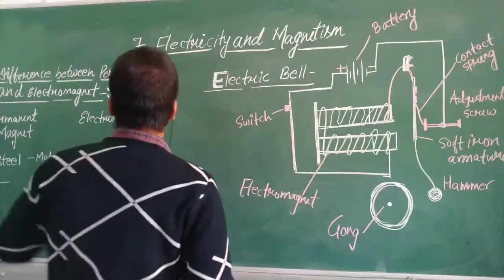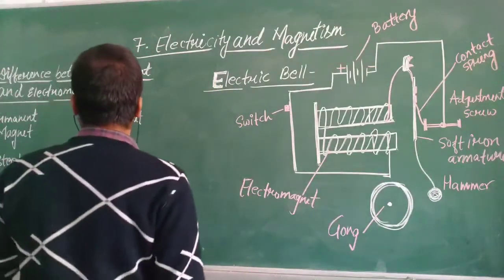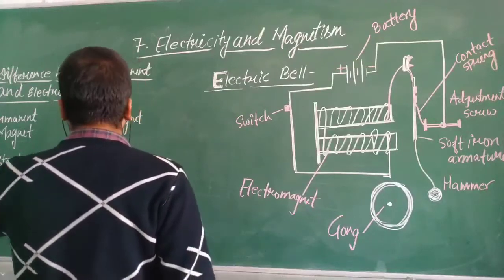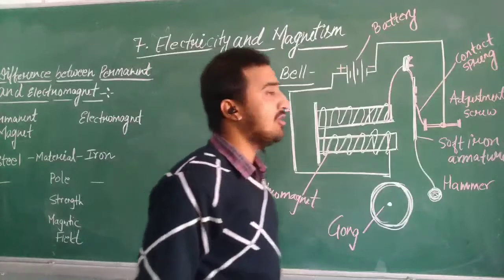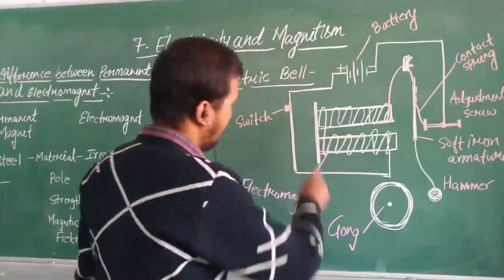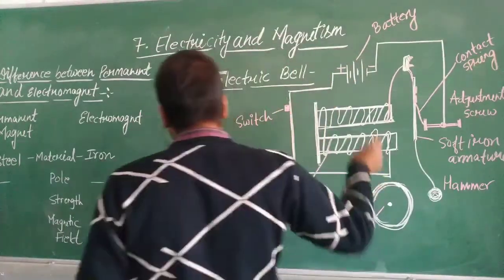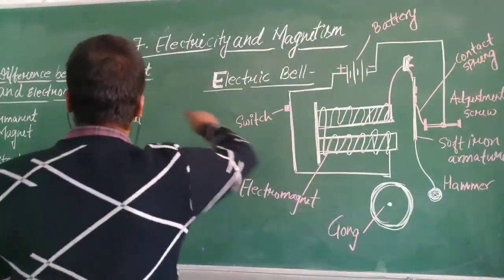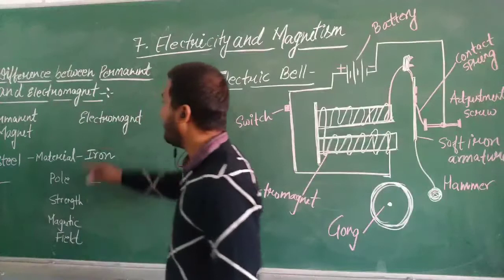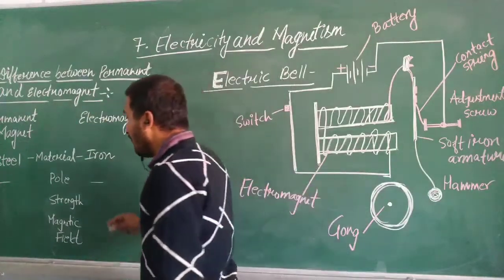In this class, we will discuss the difference between permanent magnet and electromagnet. Then we will discuss the electric bell. It is a very important concept. We will discuss the application of electromagnet through the electric bell. First of all, let us start with the difference between the permanent magnet and electromagnet.